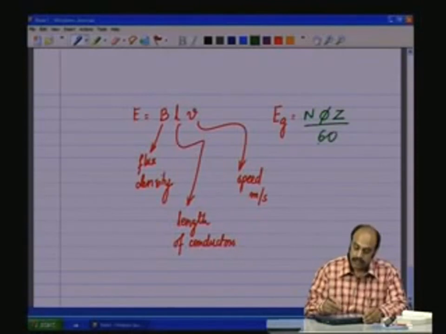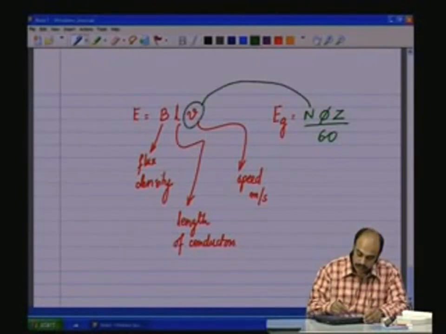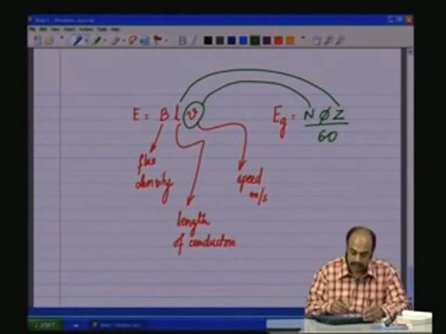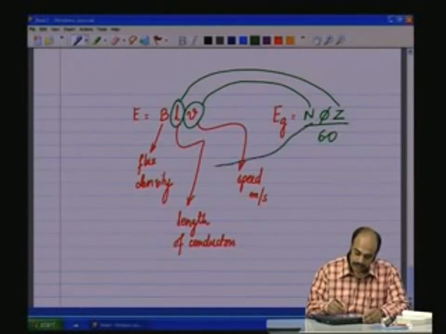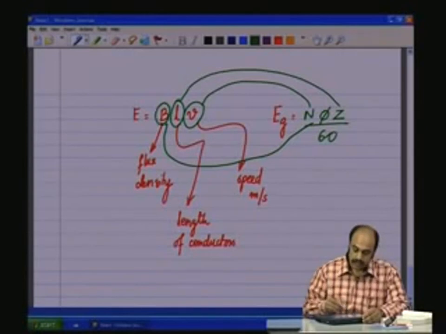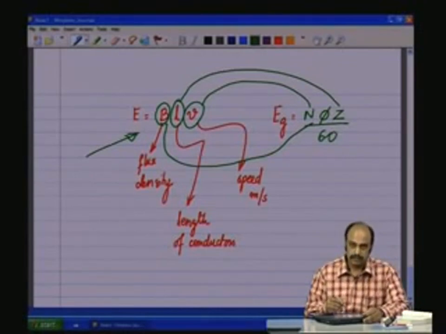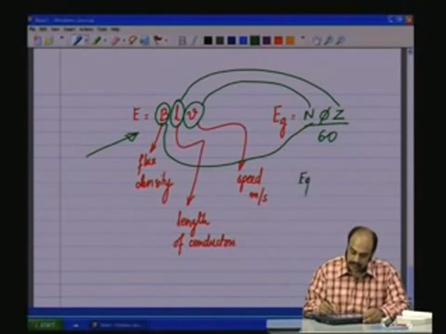Now, N is the rotation, revolutions per minute, rotation of the rotor. So, speed of rotation of the conductors. So, this is related to the V, velocity there. The number of conductors is related to the length of the conductors and the number of turns in the coil. And then the flux, of course, is related to the B. So, starting from this equation, E is equal to BLV, the Faraday's equation or from the law of electromagnetics, one can derive this equation.